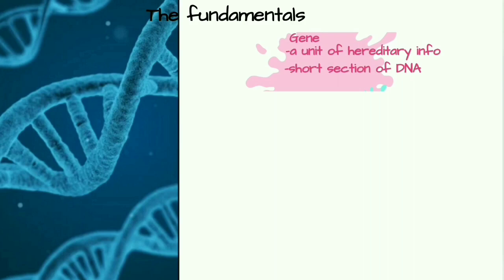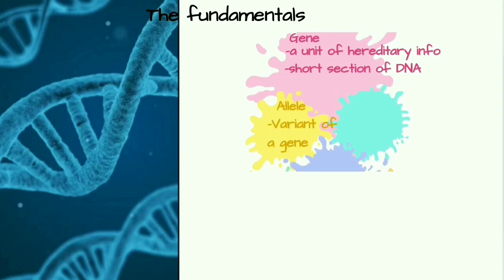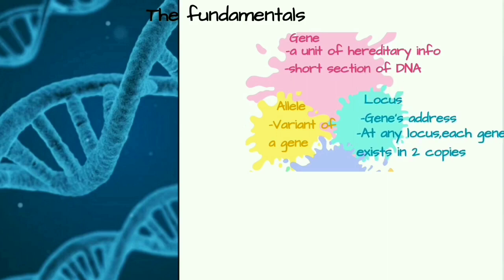DNA contains nucleotides, thereby enabling the genes also to contain nucleotides. Nucleotides, along with mRNA, code for proteins. However, not all genes code for proteins. Each gene sits at a specific position on the chromosome called the locus and exists in two copies. When these copies differ, they are called alleles. An allele is a variant of a gene.